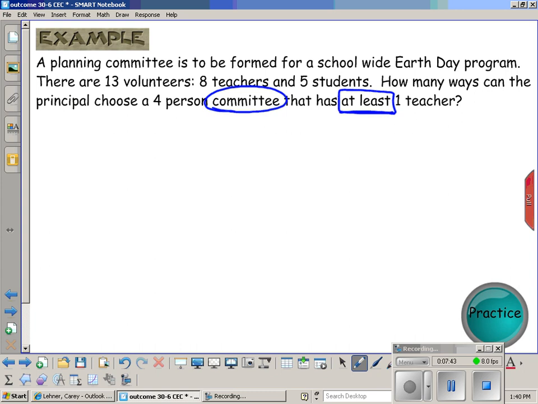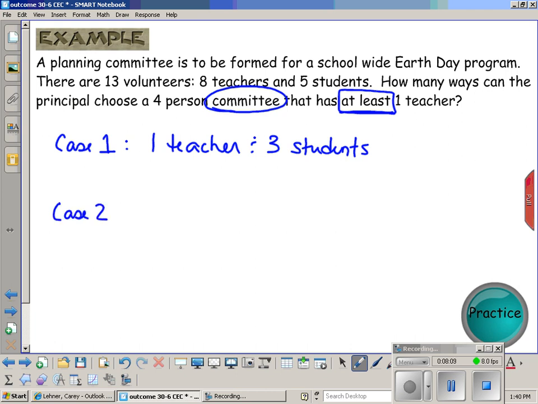Here's something else that's important. At least 1 teacher. Whenever it says at least, we typically have cases. And so we have to find each case and then we add them all together. So what we've got is case 1 would be 1 teacher and 3 students. Case 2, at least 1 means we could have more than 1. So we could have 2 teachers, and therefore we would have 2 students.